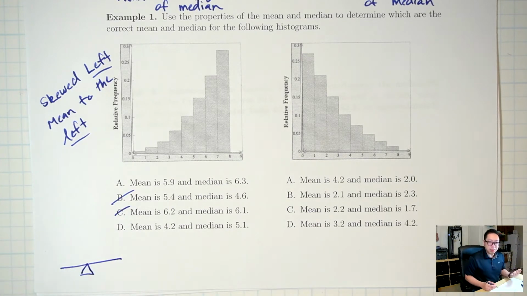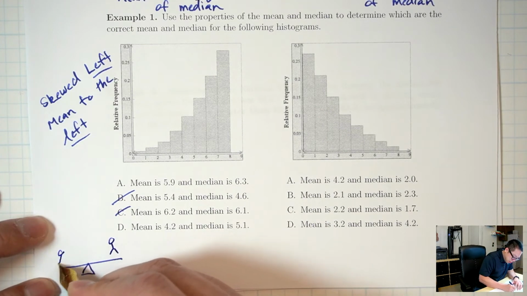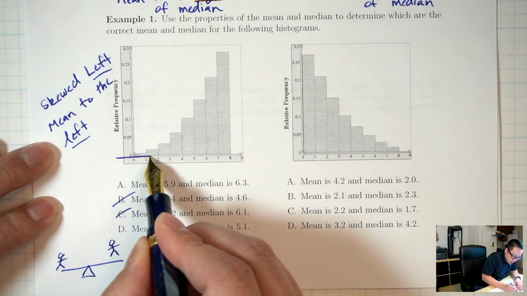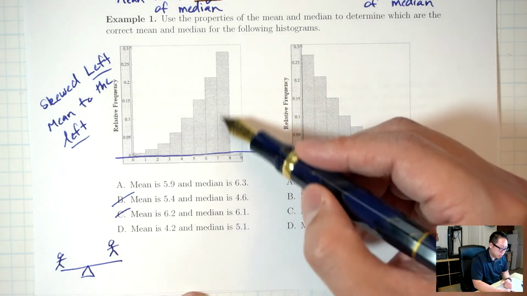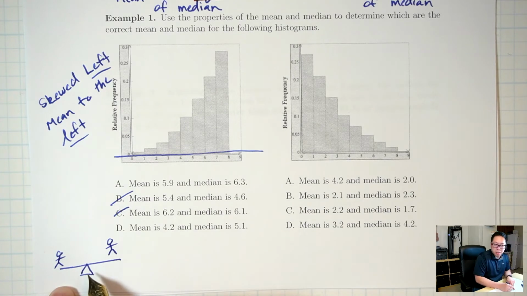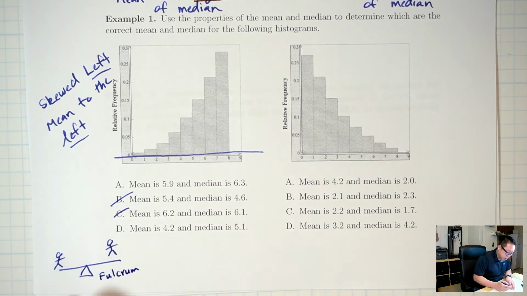You guys ever play seesaw at a playground? So think of a seesaw. Like this horizontal bar, and think of the bars here as blocks of wood. The mean is going to be the location where the seesaw is going to be balanced. So the mean represents this thing. I think it's called a fulcrum. Don't quote me on that. So it's going to be the place where it's balanced.